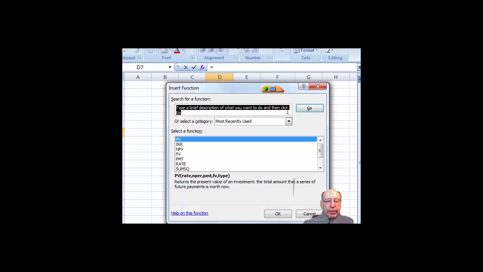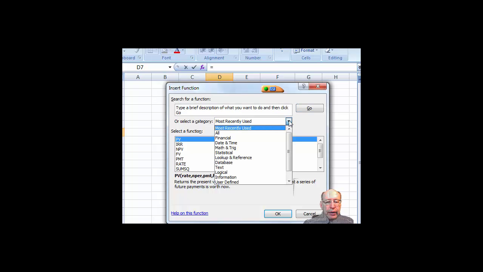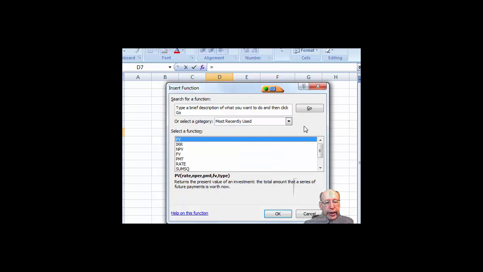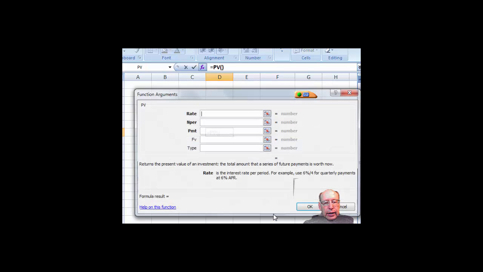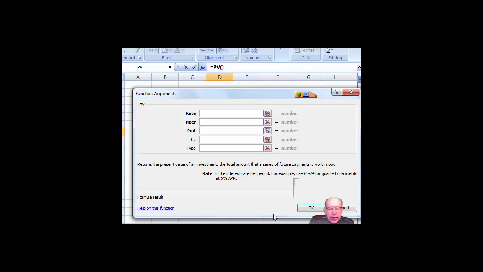And you could either type it in up here, or if you want to find where it's at, it will probably be here under the financial functions. I'm not going to do that because it opened right up, but I just wanted to show you how to find it. And then you click OK, and it opens up a function box.